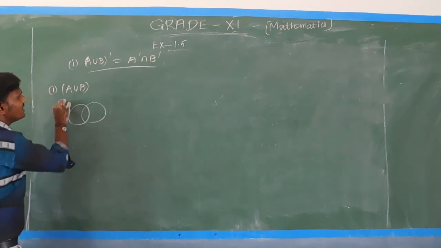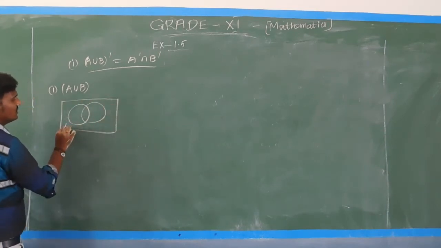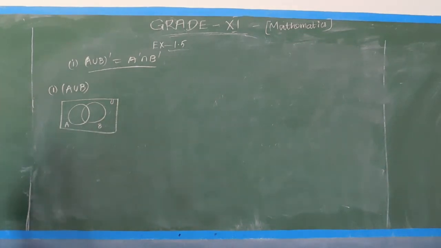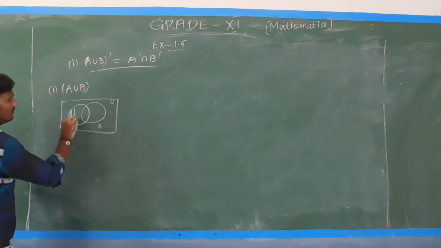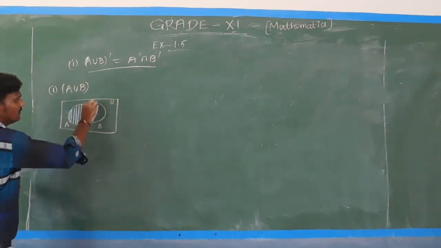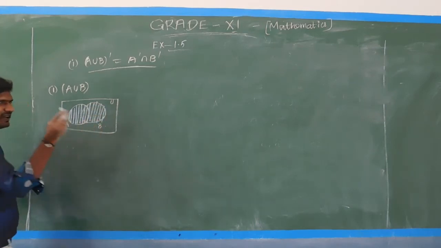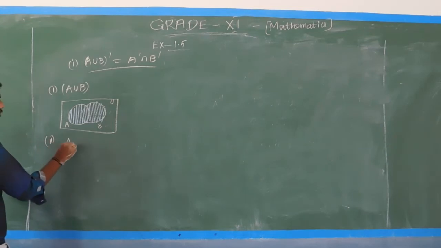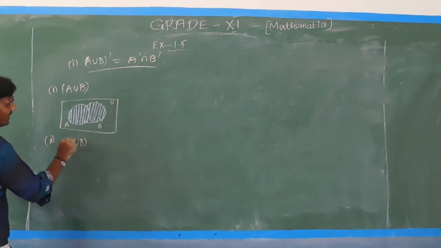I am going to join the elements of A and B. So this is A, B. What is A union B? First step, I want to join the elements of A and B, like that. Take your pencil and shade like that. The second step, I am going to find A union B the whole dash.